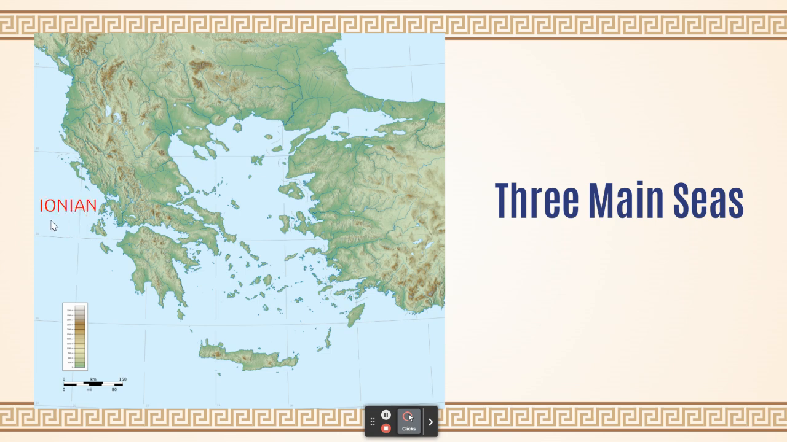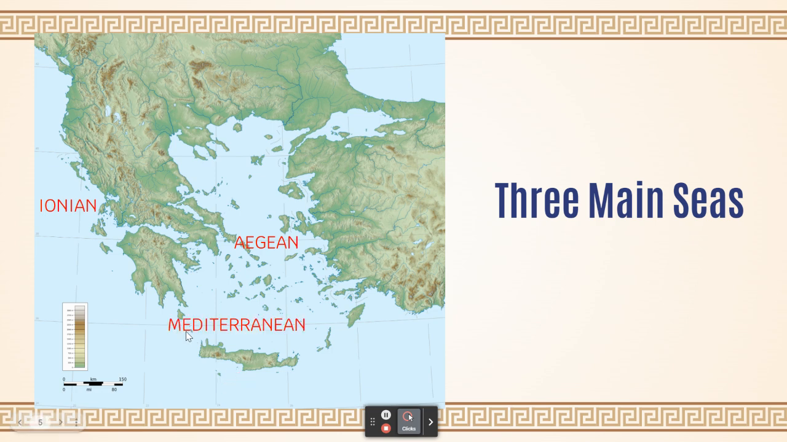First of all, the Ionian Sea. And the Ionian Sea is on that rocky kind of western side of the mainland and the Peloponnese area. Then we've got the Aegean Sea, and the Aegean Sea is to the east. So it's kind of on the east side of that mainland and Peloponnese. And then the third main sea is the Mediterranean.